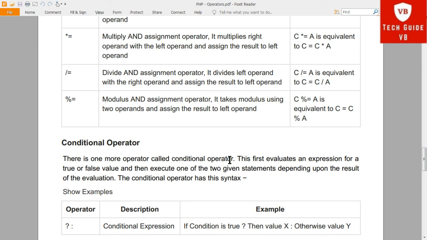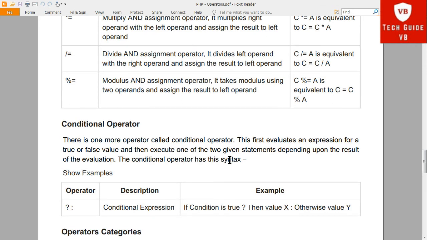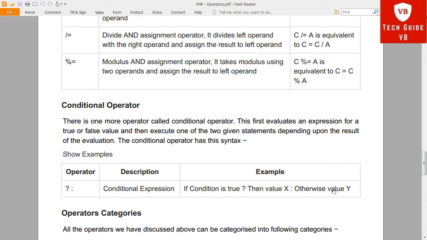Then the next is the conditional operator. There is one more operator called the conditional operator. This first evaluates an expression for a true or false value and then executes one of the two given statements depending upon the result of the evaluation. The conditional operator has this syntax: the conditional expression, question mark, if the condition is true then value x, otherwise value y.